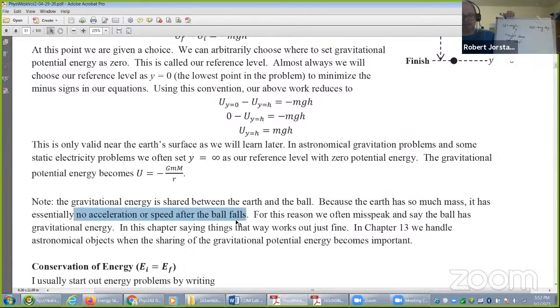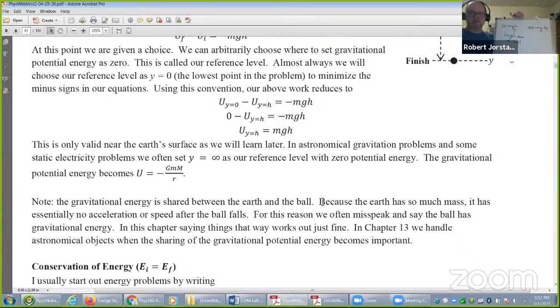Basically, the ball is the thing we see accelerate. So unless you're lifting something as crazy large as the moon or something close to that, we can pretty much assume the Earth remains motionless and ignore any motion, ignore any energy associated with the Earth. So very oftentimes you'll say the ball has potential energy.